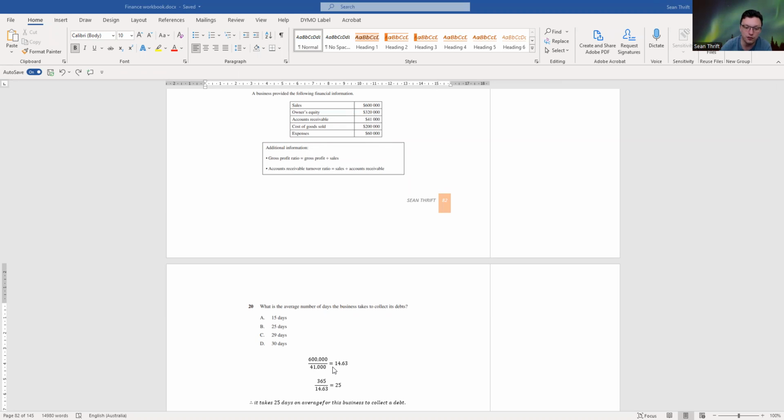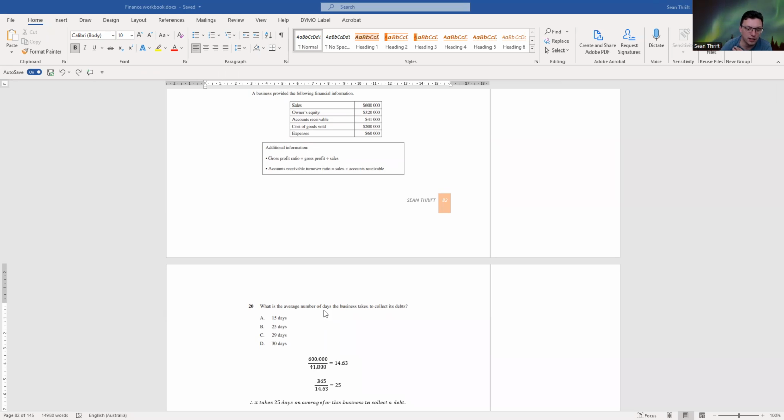Now this is going to give us 14.63. Now the 14.63 here represents the number of times in that year that a business will collect its accounts receivable. Okay. But the question is not asking us how many times a business collects its accounts receivable.